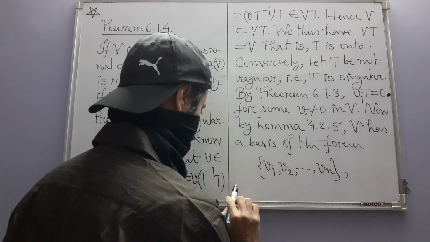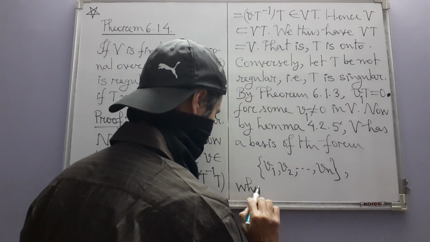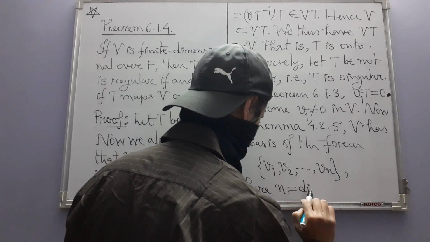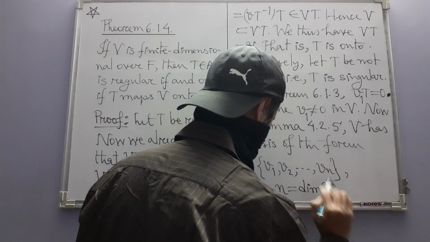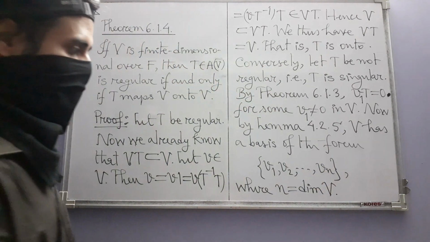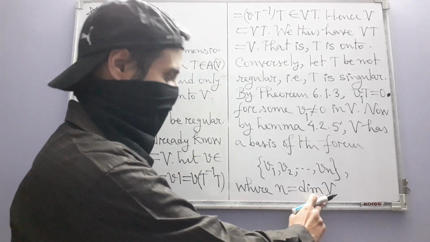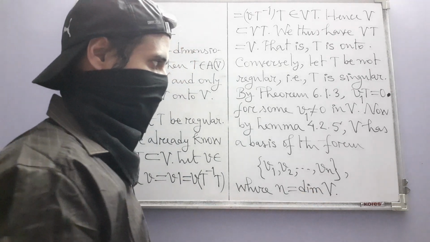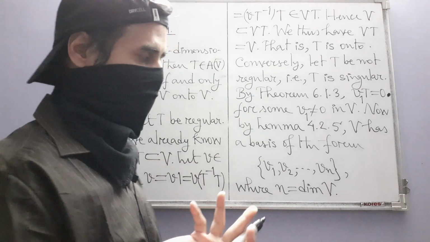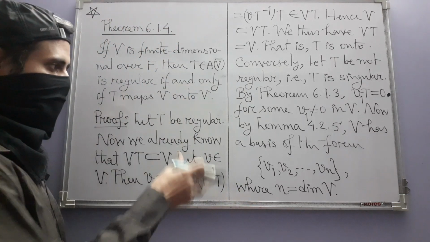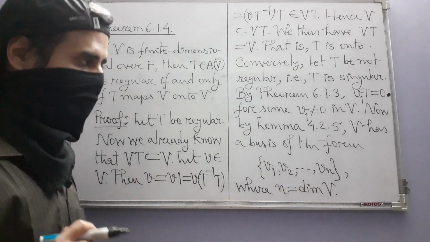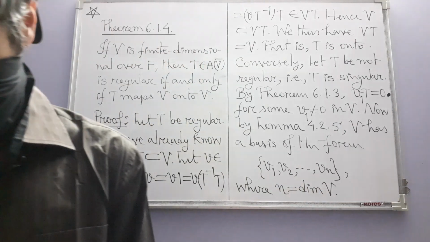Vn, where of course n is the dimension of V. If you want, you can write here dim f as a suffix to emphasize that f is the underlying field, but that is understood because f is the only field in this situation. So there is no need to write that separately.